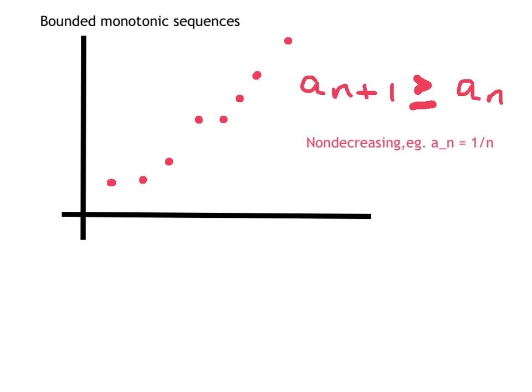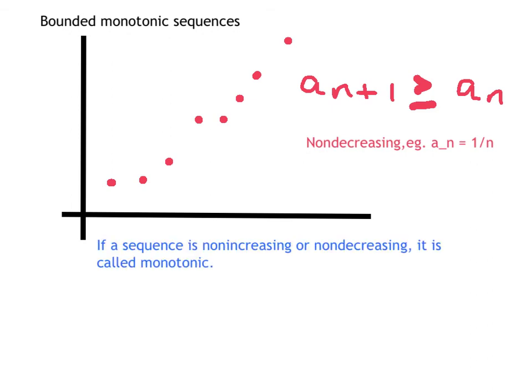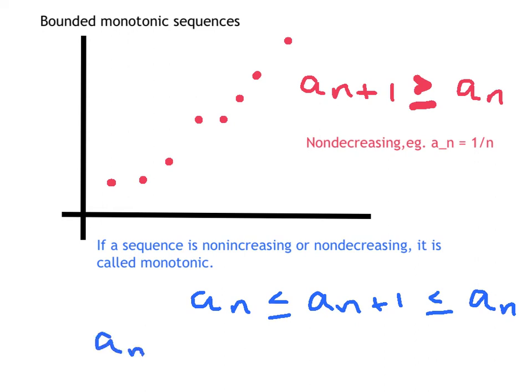So if a sequence is either non-increasing or non-decreasing, it's called monotonic. What about if a sequence is both non-increasing and non-decreasing? Then you would have that an is less than or equal to an plus 1, because it's non-decreasing, but because it's also non-increasing, you'd have that an plus 1 is less than or equal to an. And that means that the two have to be equal. And that means that your sequence is actually just a constant sequence.